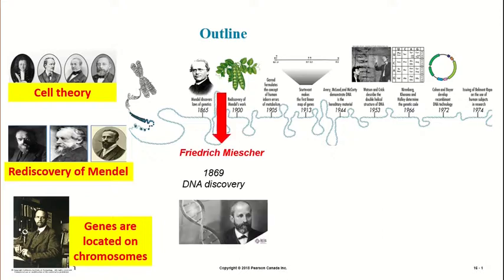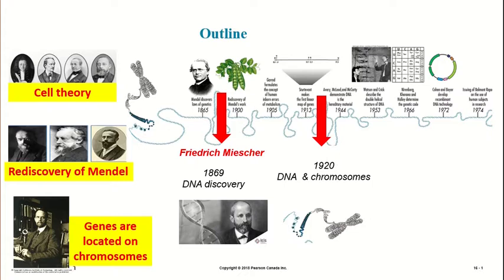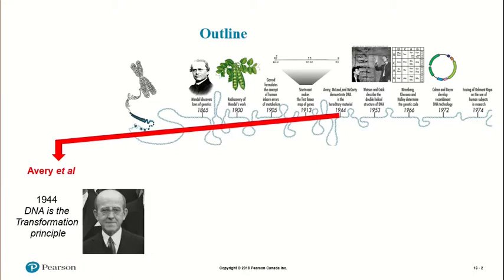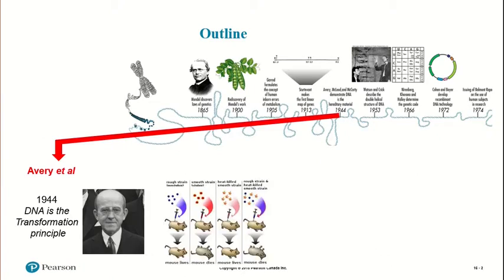We're going to focus on the discovery of the DNA. We're also going to talk a little bit about stainings and DNA and how they found that chromosomes are very important and are related to DNA. We're also talking about the transformation principle. And then we're going to talk about Avery's experiments, how they found that DNA is the transformation principle, and how Avery complemented those experiments.